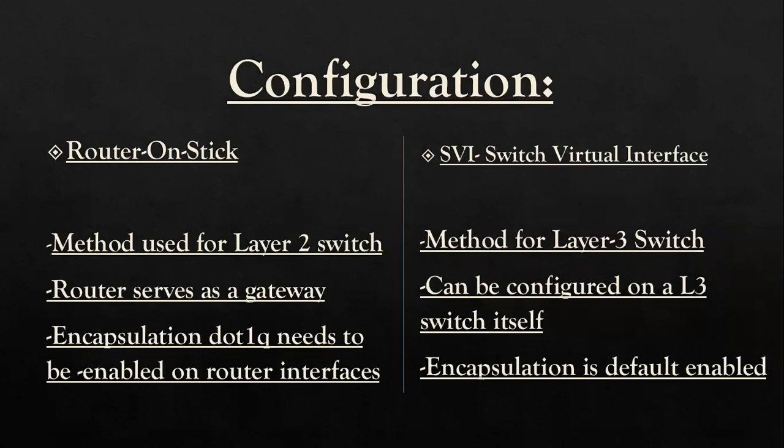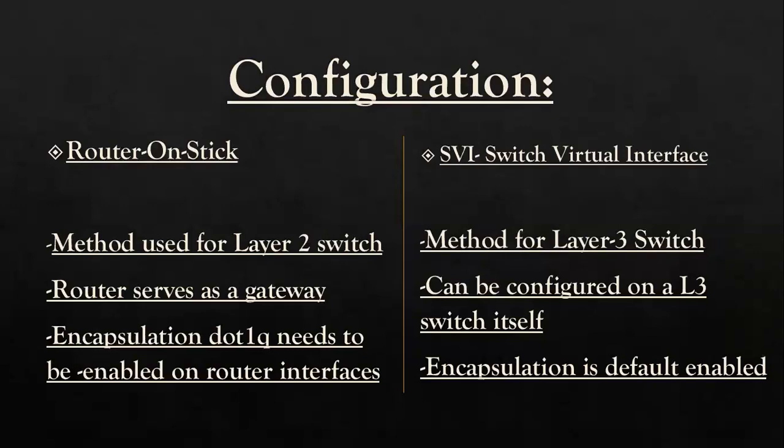In the router on a stick method, the router serves as the gateway. To provide routing between different VLANs, a router is required as a gateway. Whereas in SVI, we do not require a router. That saves a lot of cost, because you do not need to add an additional router, and administrative work is also less. You can configure the routing on the layer 3 switch itself, because a layer 3 switch has some features of layer 3 routing and IP configuration is supported.